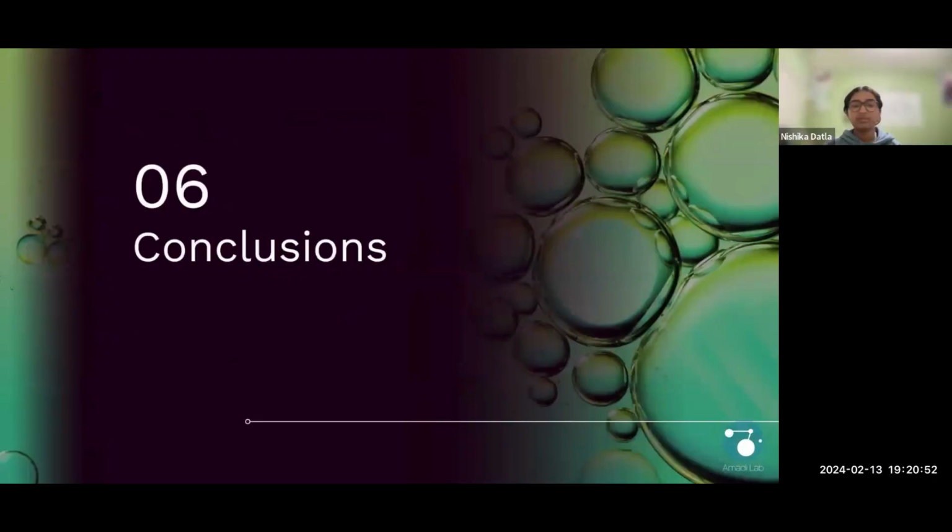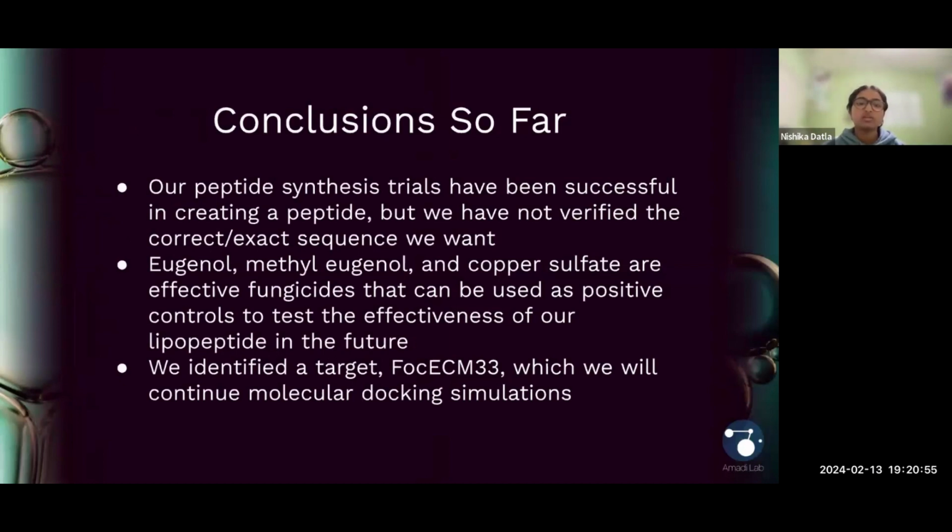Lastly, we have our conclusions. So we know our peptide synthesis trials have been successful in printing a peptide, but we have not verified that they printed the exact sequence we want. With respect to AST and disk diffusion tests, we know that eugenol, methyl-eugenol, and copper sulfate are effective fungicides that we can use as positive controls. The target protein we have identified is FOC ECM33, and we'll continue to run molecular docking simulations using this target protein.